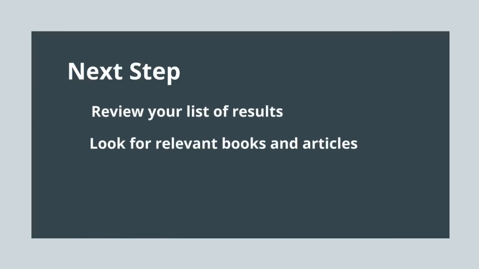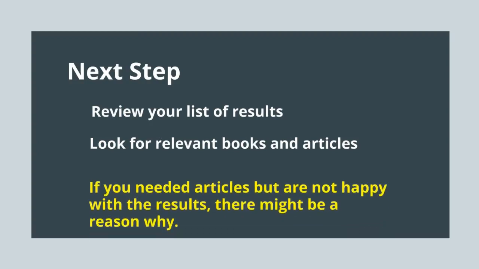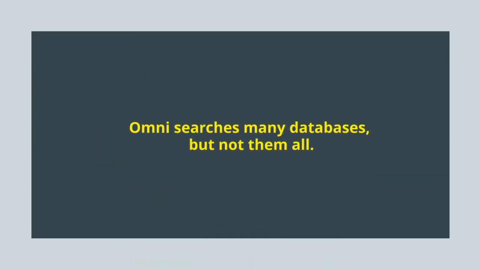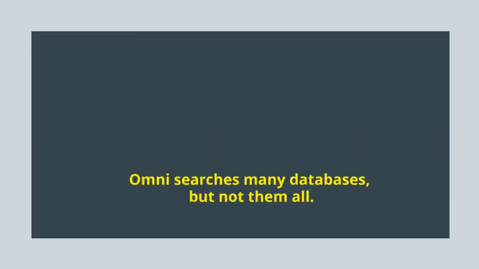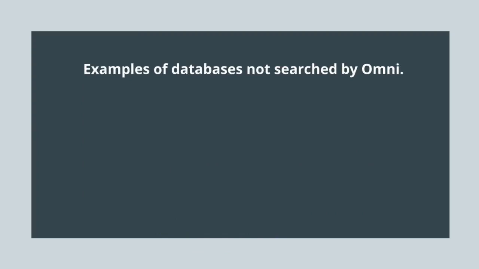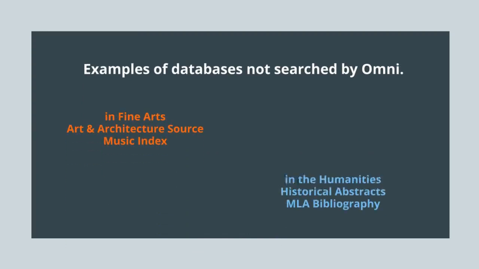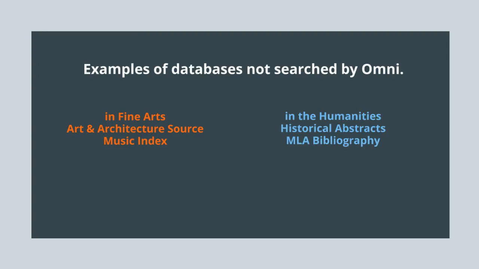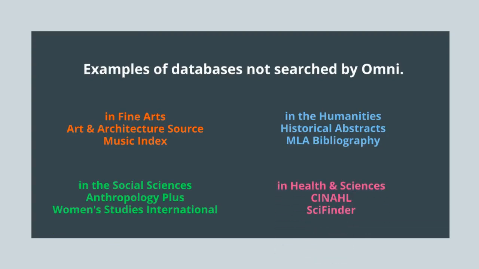Are you finding the books are on topic, but the articles are not? It could be that the most subject-appropriate databases are not being searched by OMNI. OMNI searches many library databases, but it does not search them all. Databases not searched by OMNI include Art and Architecture Source, Music Index, Historical Abstracts, MLA Bibliography, Anthropology Plus, Women's Studies International, CINAHL, and SciFinder.